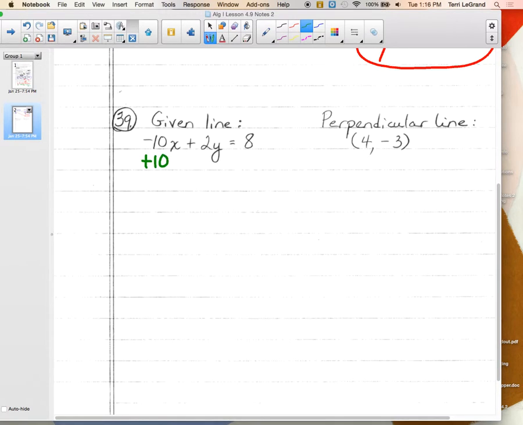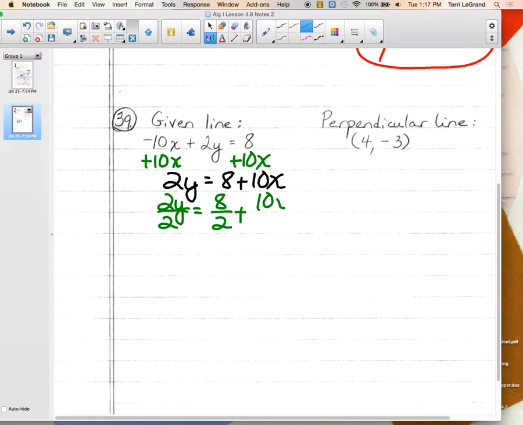Add 10x to both sides. We'll have 2y by itself now, equals 8 plus 10x. What's our next move? Divide by 2. What gets divided by 2? All of it. All pieces, right? Yeah, all of the pieces get divided by 2. So we now have our y alone like we wanted, and the reason we wanted it alone is so we can get the slope from this line.